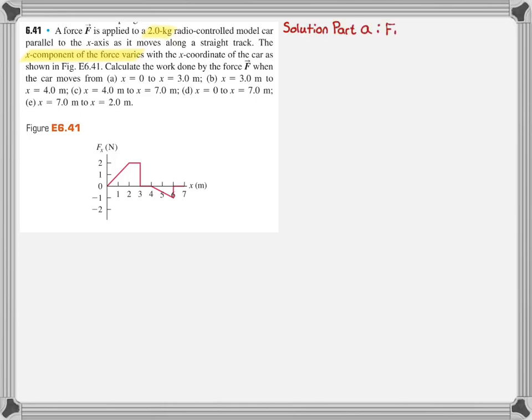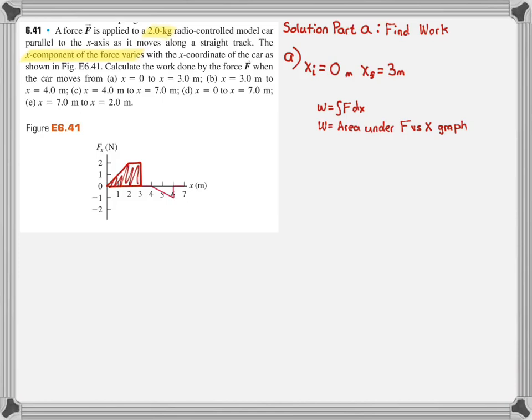So for the solution for part A, we're trying to find the work done as it goes from 0 meters to 3 meters. Now, remember, work is equal to the integral of F dx, but that basically means that work is the area underneath the curve of a force versus displacement graph, which is pretty much what we have here. So the area between 0 meters and 3 meters is the answer for part A. This is an odd shape, so what we normally do is break it up into two easier shapes and then calculate the area of it.